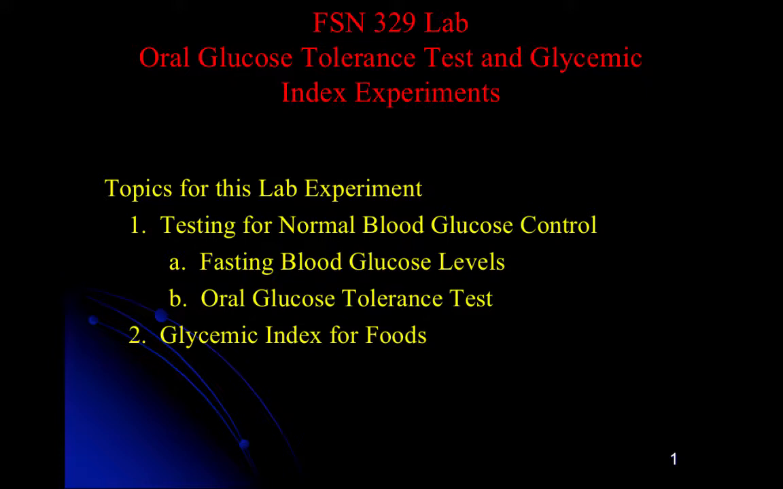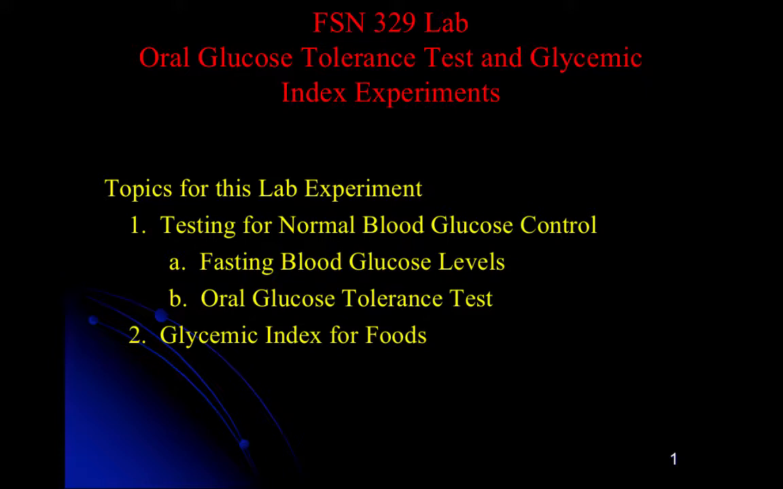GLUT4 is the next one. And we can just say fat cells, muscle cells, both smooth and striated muscle. So GLUT4 is present on fat cells, muscle cells. GLUT4 responds to insulin. The others do not. Why are we talking about that? Because that's related to type 2 diabetes.